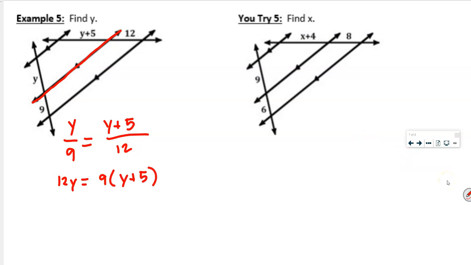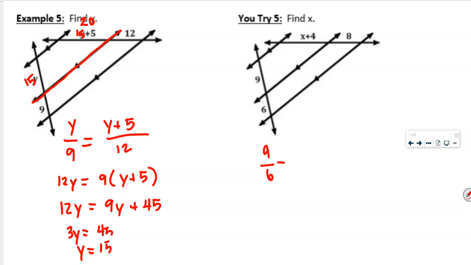Distribute that 9 to both y and 5. So this is going to be 12y equals 9y plus 45. Subtract 9y from both sides, you get 3y equals 45. So y is equal to 15. So that would be 15 right there, and 15 plus 5 is 20. So is 20 over 12 the same as 15 over 9? That's what you want to check, again, in your calculator. All right, go ahead and do the you try 5 and come back to me when you're done.